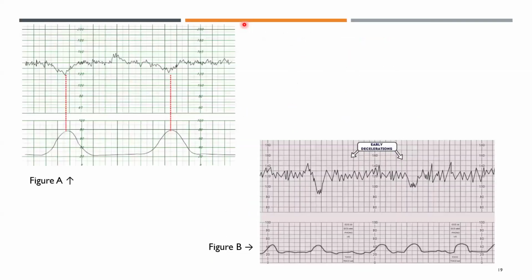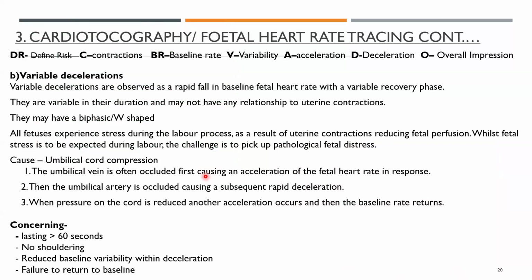So this is an image to help you understand what we're talking about. As you can see, the trough of the deceleration coincides with the peak of the contraction. This is early deceleration. Here's another example from a different graph. We can see we have 2 decelerations and both of them coincide with the peak of the contraction. Next, we go to variable decelerations.